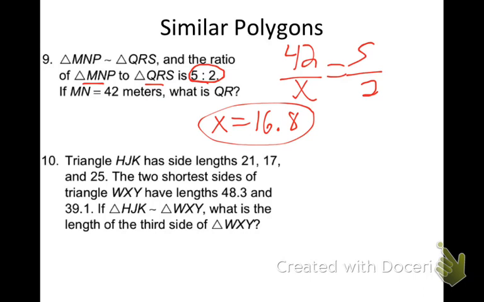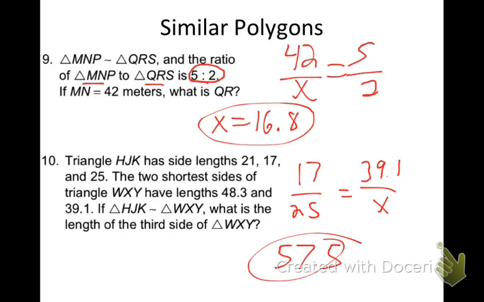10. Triangle HJK has side lengths 21, 17, and 25. The two shortest sides of triangle WXY have lengths 48.3 and 39.1. If triangle HJK is similar to triangle WXY, what is the length of the third side of triangle WXY? How would that one be set up, Jack? What do you say? That would work, sir. Nice job. And would you get me worked it out? Nice job, sir. That is correct.